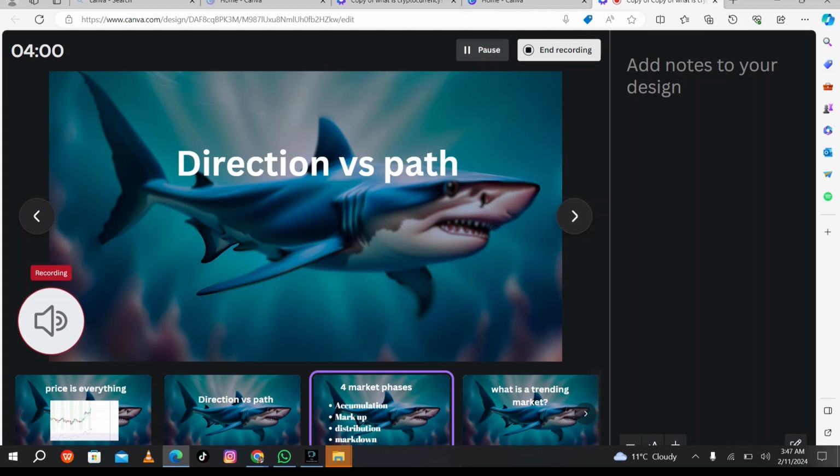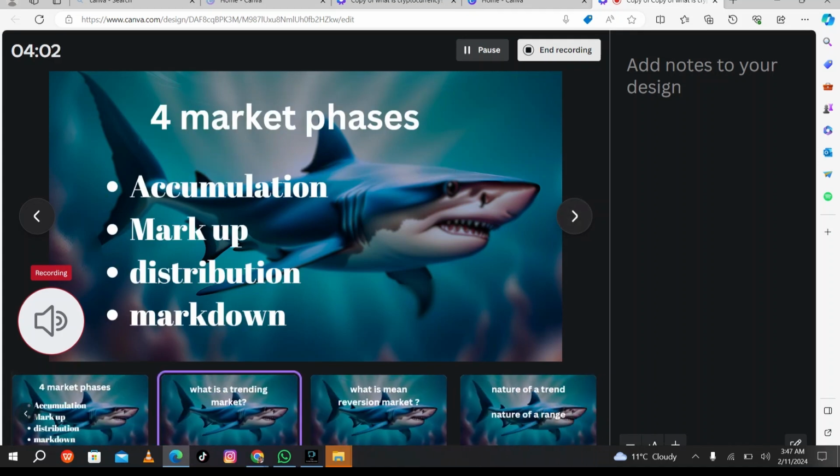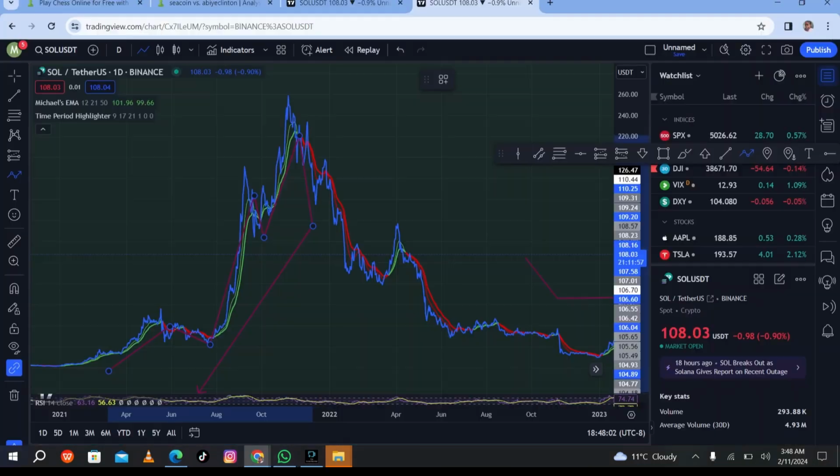We head on to the four market phases. We have four market phases in the market at all times. It's either in an accumulation stage, or a markup stage, or a distribution stage, or a markdown stage. What do I mean? Let's go into the chart so I can show you.